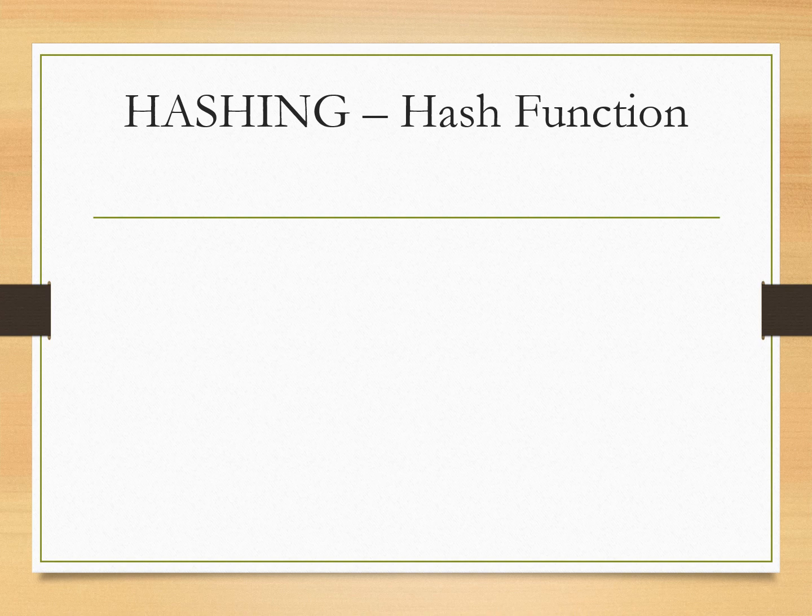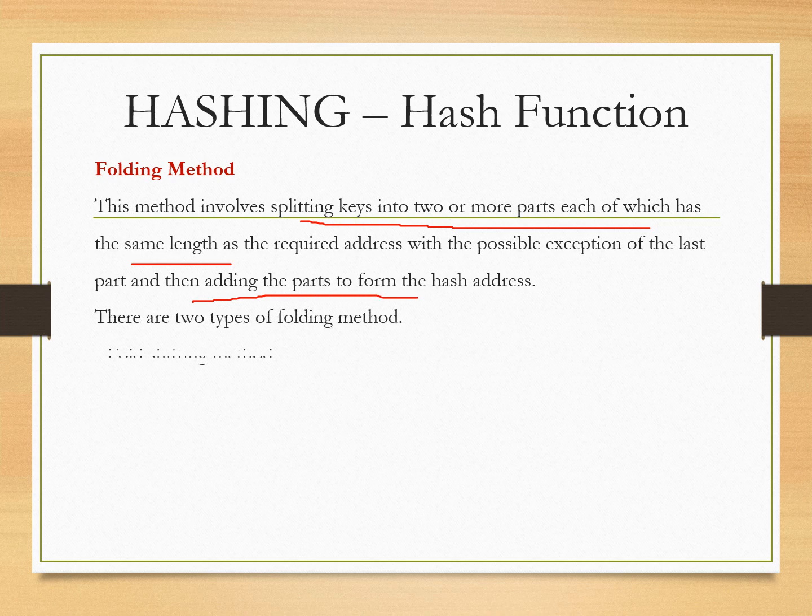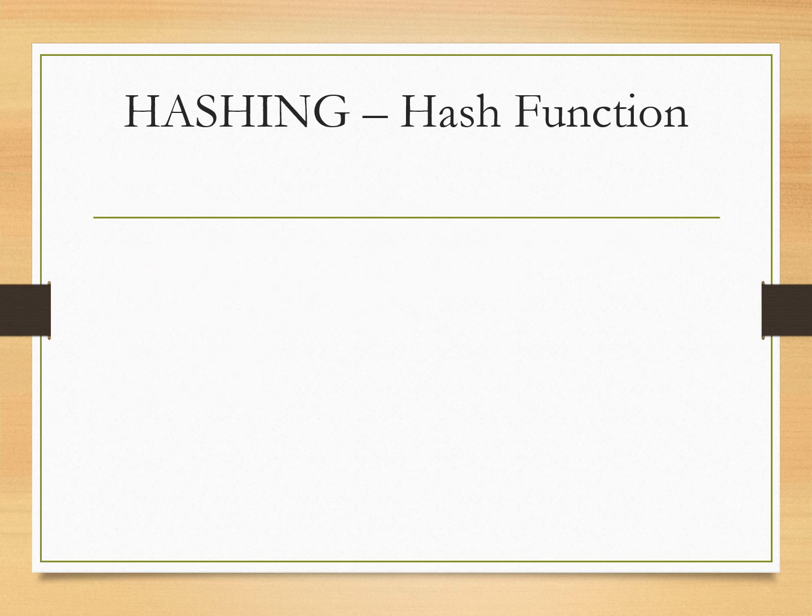So this is the most common method that we will be using. The division method is the most common method, that is, the key value mod table size. Folding method: this method involves splitting keys into 2 or more parts, each of which has the same length, and then adding the parts to form the index. There are actually two types of folding, the fold shifting method and the fold boundary method.